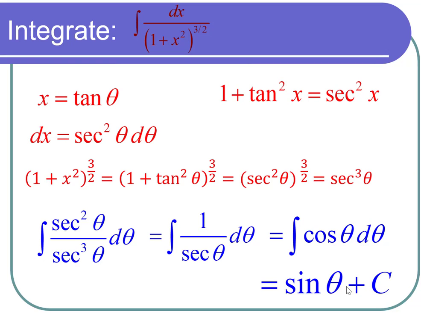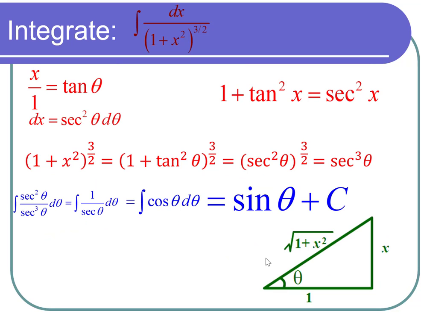I'm not done yet because I have theta, and my original question was about x. So now I have to figure out what theta is in terms of x, or at least the sine of theta. And the way I do that is I draw a triangle. So here's our theta. Here's a right triangle. We know that the tangent of theta is x over 1, and the tangent is the opposite over the adjacent. So I put the opposite as x, the adjacent is 1. I can use the Pythagorean theorem and say that the hypotenuse is the square root of 1 squared plus x squared, or just the square root of 1 plus x squared.